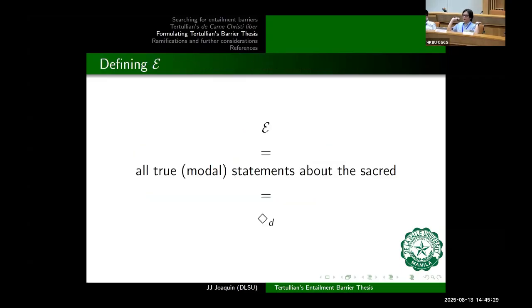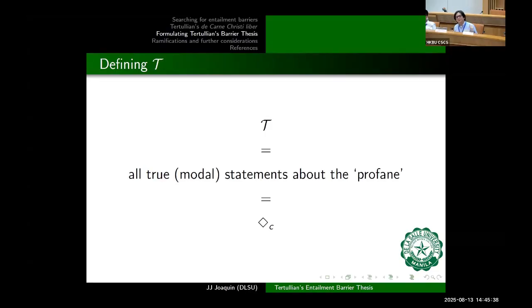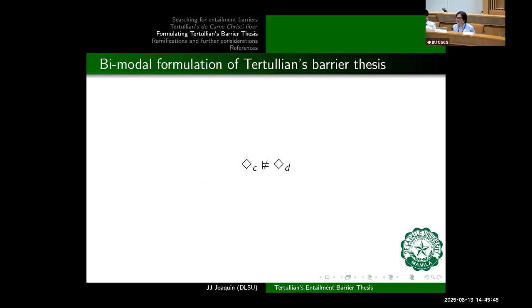So we define E as all true modal statements about the sacred or divine things or divine possibilities, while T will be all true modal statements about the profane or creaturely possibilities. Then you could have this kind of barrier. You can't have divine possibilities from creaturely possibilities.